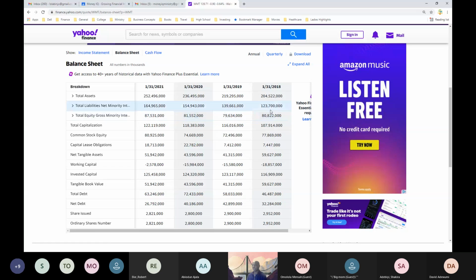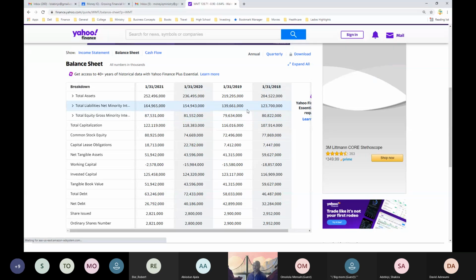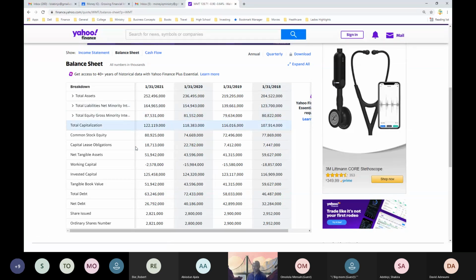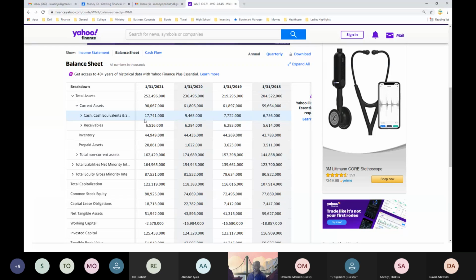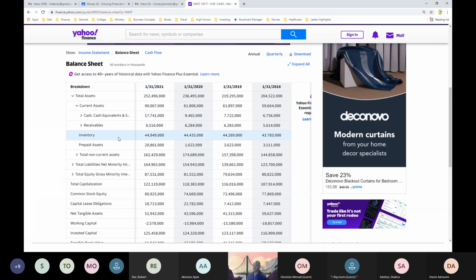They are borrowing more than they can, biting more than they can chew. Okay. All right. And then when you open up each one of those lines, it now has under total assets, current assets and non-current assets. Under current assets, you see again cash and cash equivalent, receivables, inventory, and some prepaid assets.